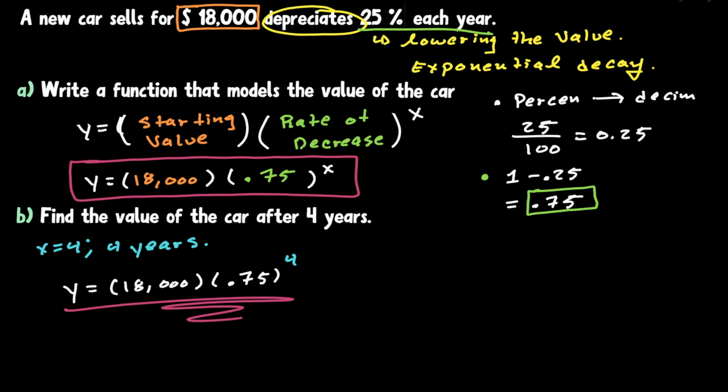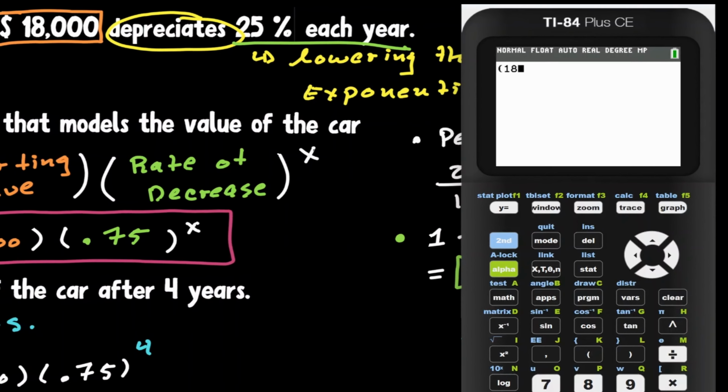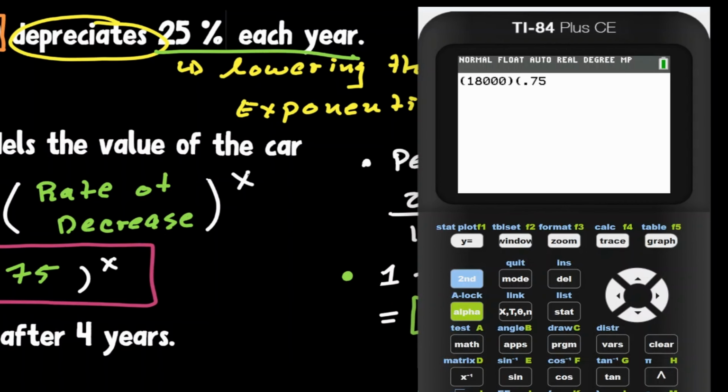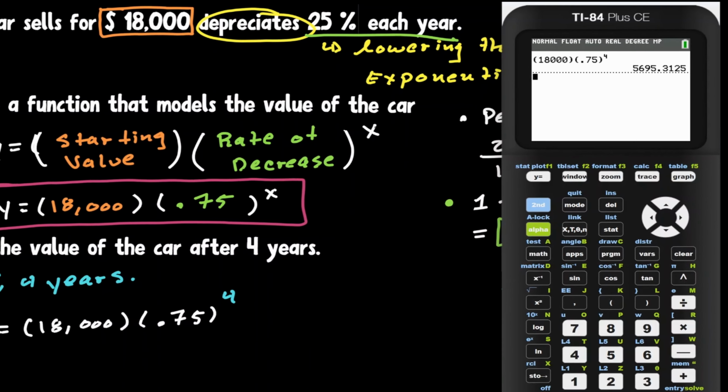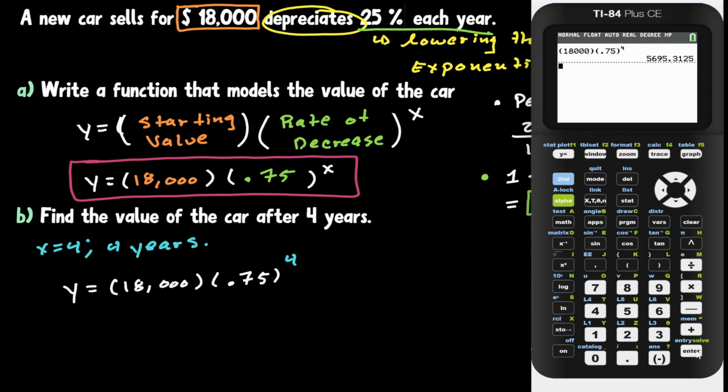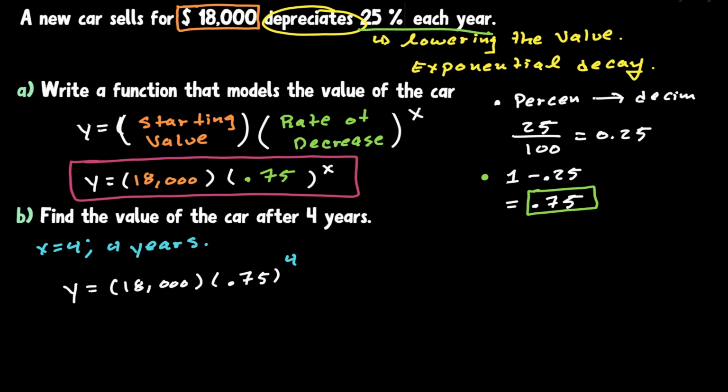And now we can use our graphing calculator to find this value. And now to access the exponential button, we can find it here underneath the clear button. And now we have our result. After 4 years, the new price is $5,695 with approximately 31 cents.